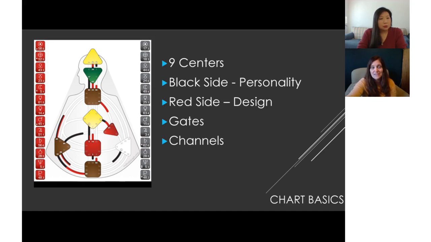So the numbers you see in the black boxes and the red boxes will correspond with the lines that you see colored in on your chart, either red or black. It'll be for the numbers in that center that correspond with the ones you see on the sides. And then the lines in between each of the centers are referred to as channels. So does all of that make sense so far? Are you with me? Yeah, I'm sure I'll have questions down the road, but so far so good.